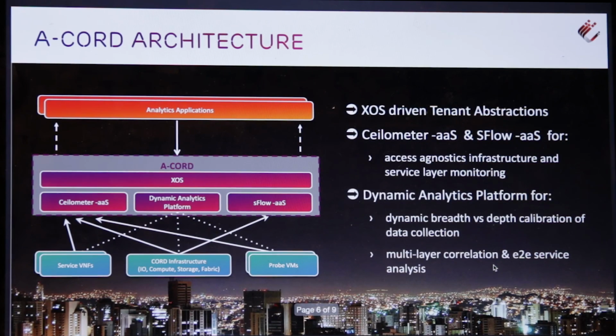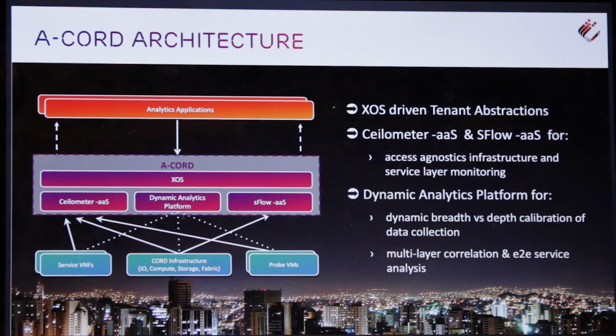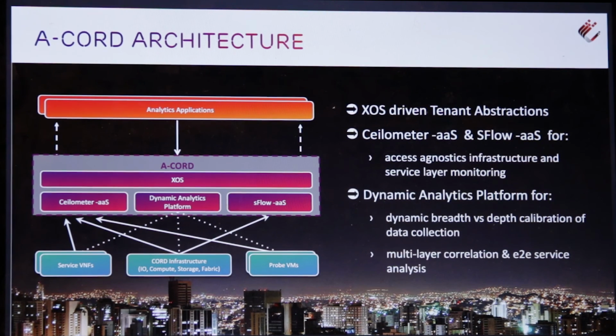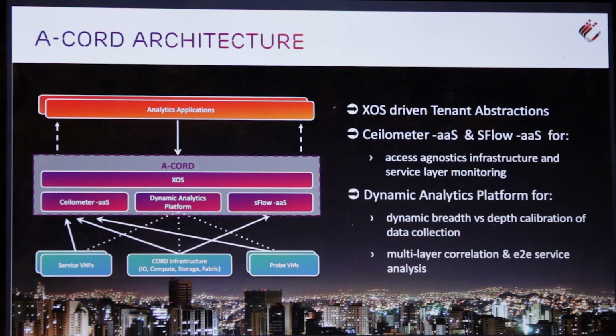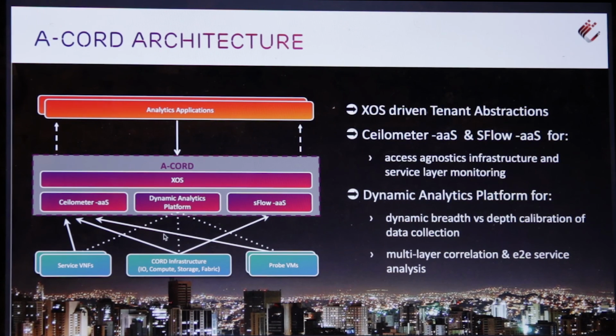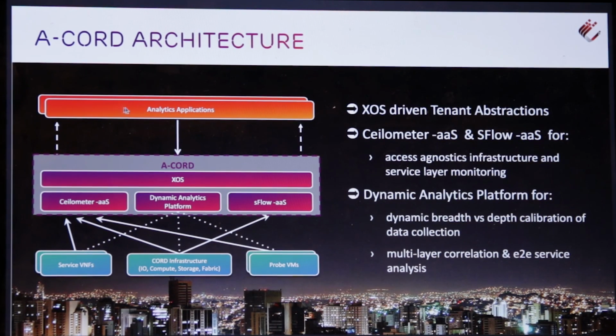At a high level, the architecture of ACORD comprises data collection services and adaptive instrumentation services. Currently we support two types of data collection: the oscillometer based data collection and death flow based data collection, through which we collect the data from the CORD infrastructure layer, the service VNFs running on that infrastructure, and the dynamically activated probe. All this data is collected by the ACORD platform and stored in the time series database, and in real time, subscribed applications are notified using the PubSub interface.